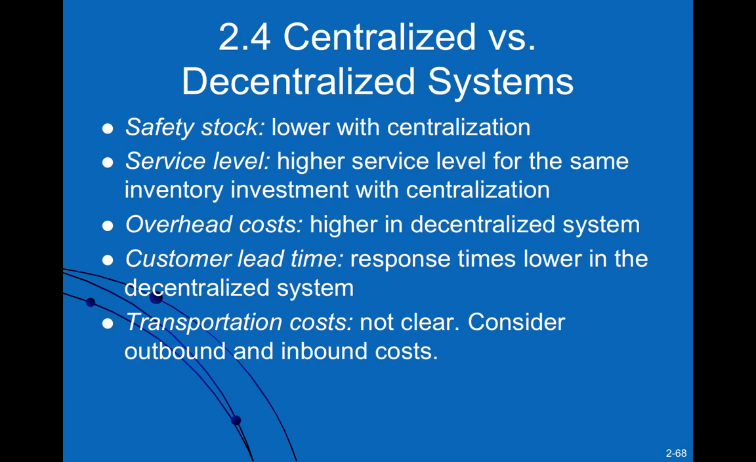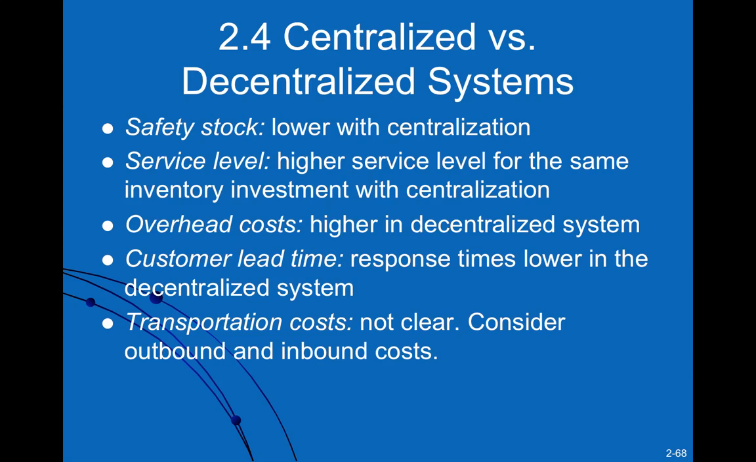Centralized versus decentralized systems. Well, what are some of the things that we would observe? One is that centralization tends to lead to lower safety stock levels. You need lower safety stock levels for the same level of service compared to a decentralized system. But if you kept the same amount of inventory in a centralized system that you would normally keep in a decentralized system, then obviously you should get greater service levels. So the service level will be higher for the same level of inventory investment.